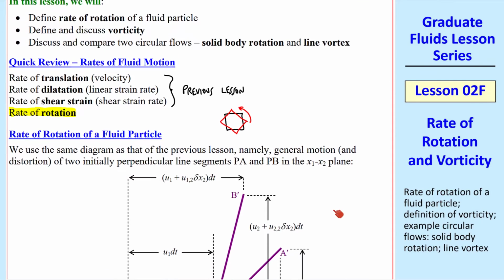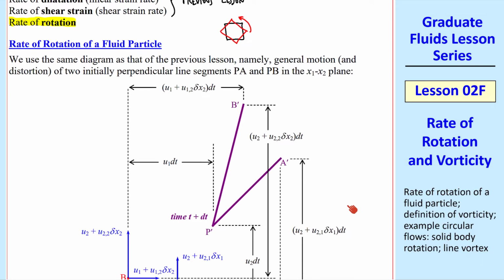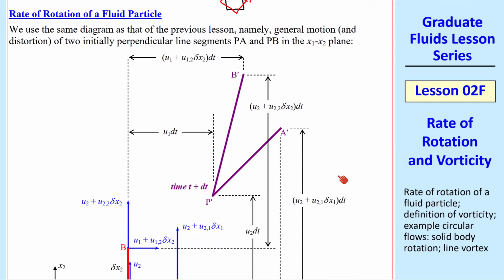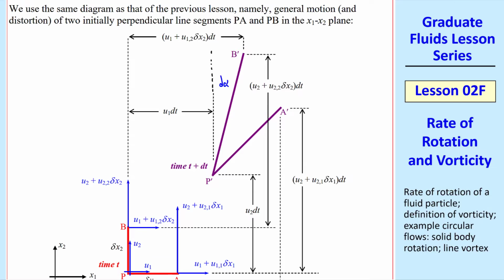To do so, we look at the same diagram we had in the previous lesson, which shows general motion and distortion of two initially perpendicular line segments, PA and PB, at time t, which move and rotate at some time t plus dt. We called these line segments now P', A', and P', B'. We define this angle as d alpha, but it's a negative change of angle since we calculate angles mathematically positive in the counterclockwise direction. We call this angle d beta, which is positive.